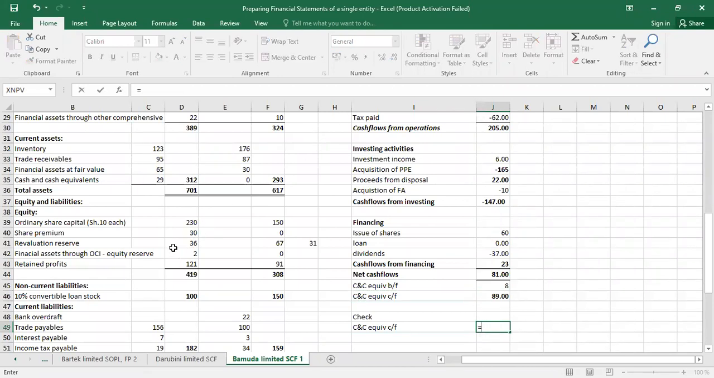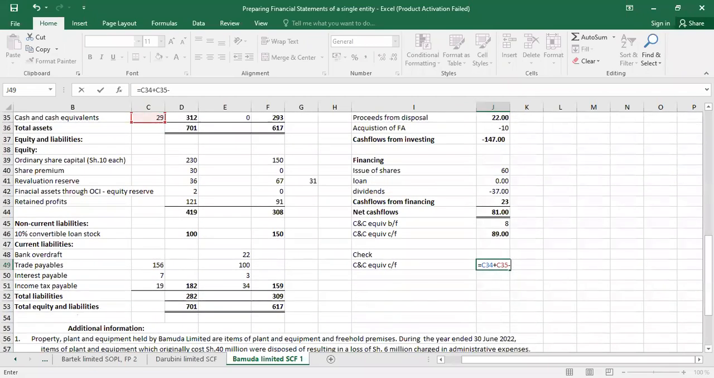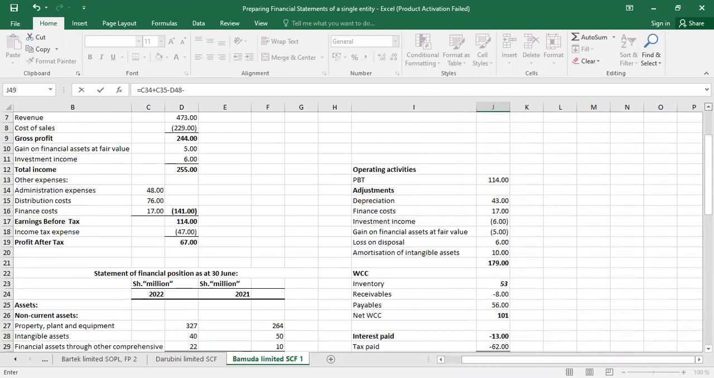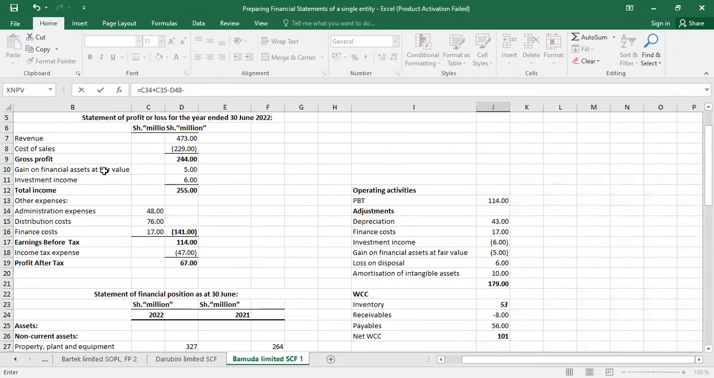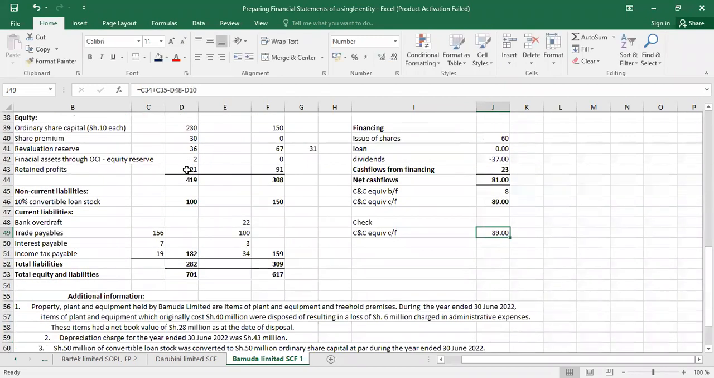So we start with the financial assets plus cash of 29 minus the bank overdraft. So the bank overdraft was 0. So minus, remember here we have something else. Let me take it here. Gain on financial asset at fair value, and we'll say this one is a cash and cash equivalent. Minus the 5 there. Control enter, control backspace. You can see that still 89.